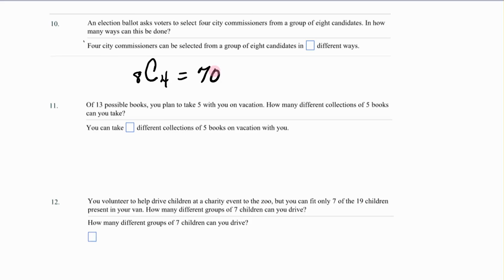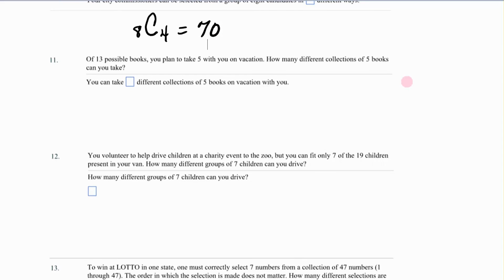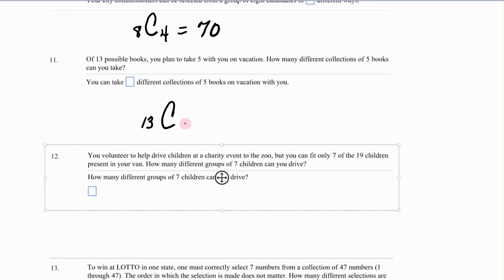All right, number 11. Of 13 possible books, you plan to take 5 with you on vacation. How many different collections of 5 books can you take? Now, you're not putting them on a shelf for display. You're just going to take 5. So order, once again, does not matter. So this is the combination of 13 taken 5 at a time.